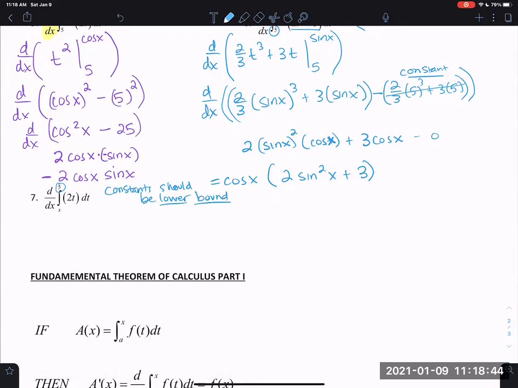Okay, so we need to rewrite the order of this. Okay, there's my negative sign. And what I would be doing is simply plugging in that. And that is your final answer. Done.